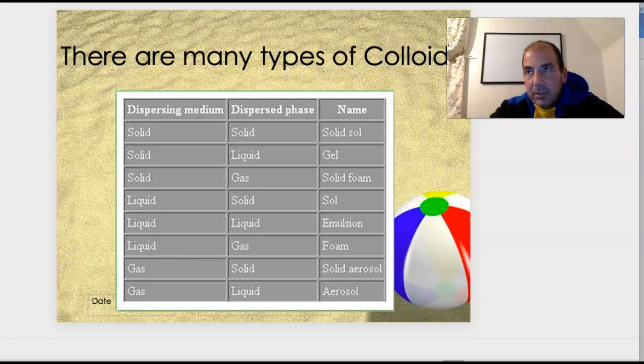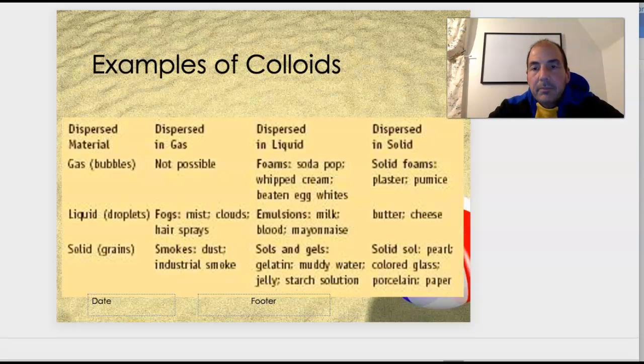Almost every combination could be a solution. Every other combination here could definitely be a colloid. And some other examples just for reference sake. There are some things like fog, milk, mayonnaise, gelatin. Those are all colloids.